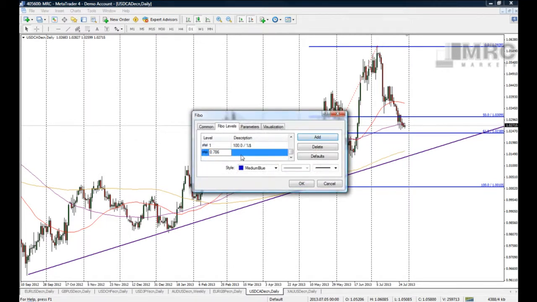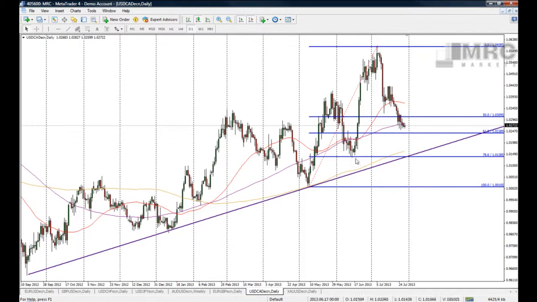Maybe it wants to come down to 78.6, so maybe on this chart just leave the 78.6 up there on your fib, and that could be a nice confluence with this trendline support. Also, that's previous support as well. Notice there at the 1.0138. So very interesting chart.